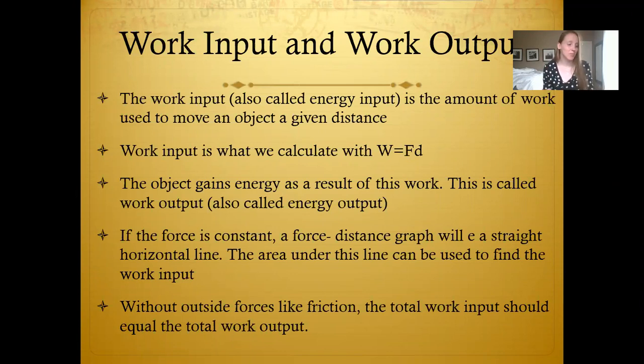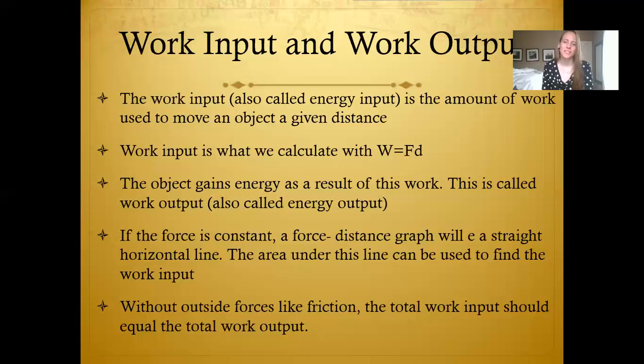So for example, if I take a calculator and I shove it, the energy required to move that calculator, however far it's going to move, is the work input. The kinetic energy it gains as it's sliding across the table would be the work output, or the energy output.